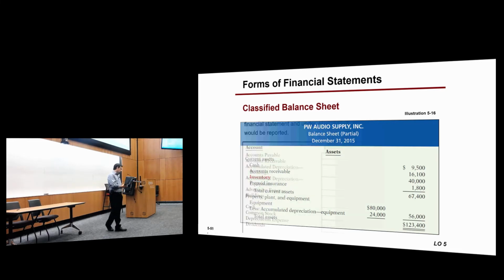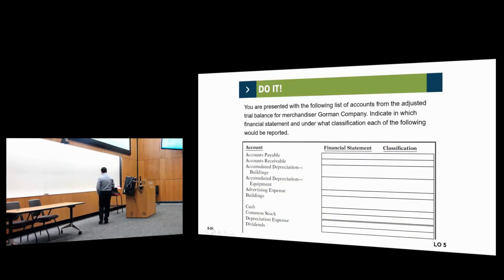Now you are presented with the following list of accounts from the adjusted trial balance for a merchandiser. We need to indicate in which financial statement each will go. So for example, accounts payable, where does it go?